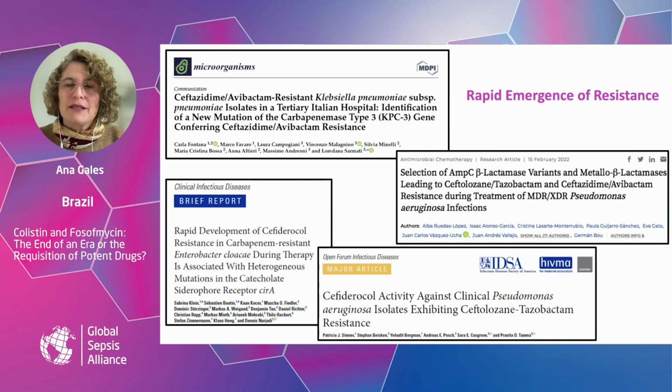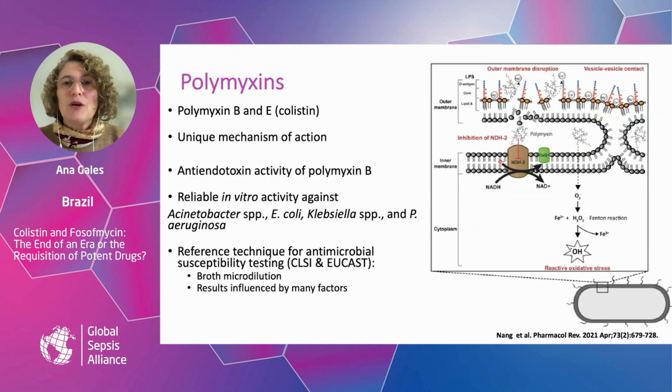Unfortunately, as expected, we have observed a rapid emergence of resistance against the new agents. As soon as we introduce them in clinical practice, we observe the emergence of resistance. In this context, I hope that by the end of this presentation I will convince you that there is still a clinical role for polymyxins and fosfomycin, which are old agents that were developed before the current clinical standards that we use nowadays. Of the polymyxins, only polymyxin B and polymyxin E, also called colistin, are available for clinical use.